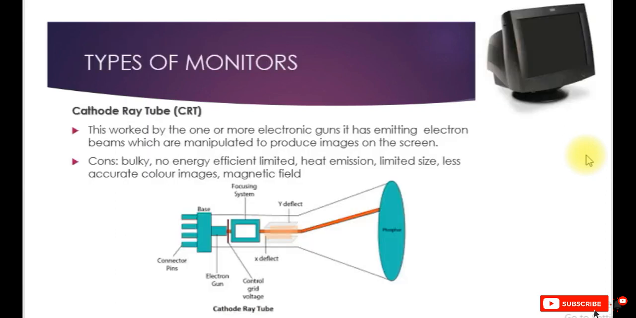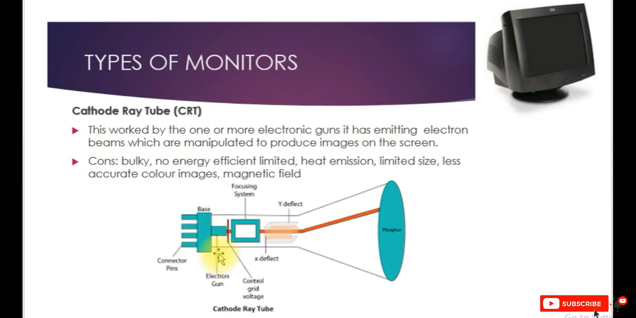There are different types of monitors, and the first one we're going to be looking at here is a cathode ray tube. The CRT monitors are essentially obsolete. They are no longer being produced.